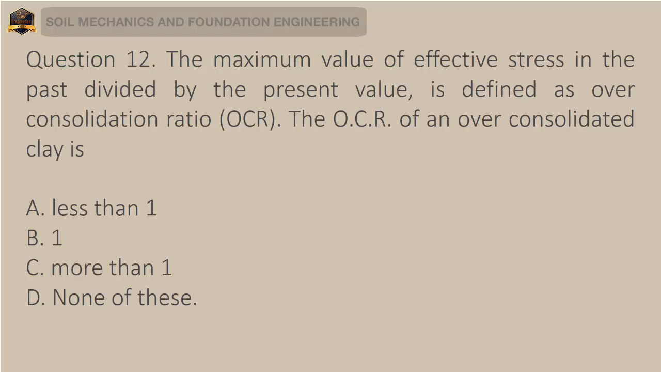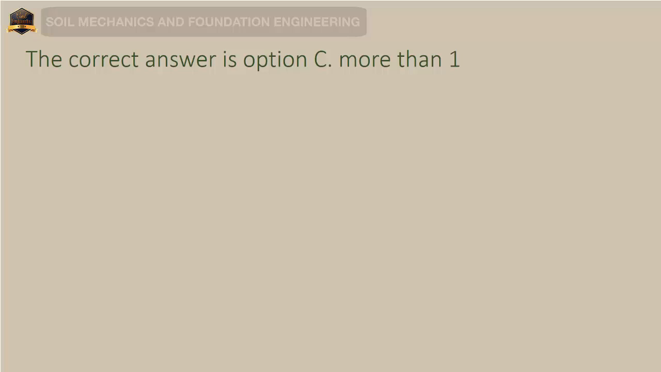Question 12. The maximum value of effective stress in the past divided by the present value is defined as over-consolidation ratio OCR. The OCR of an over-consolidated clay is A. Less than 1. B. 1. C. More than 1. D. None of these. The correct answer is option D.